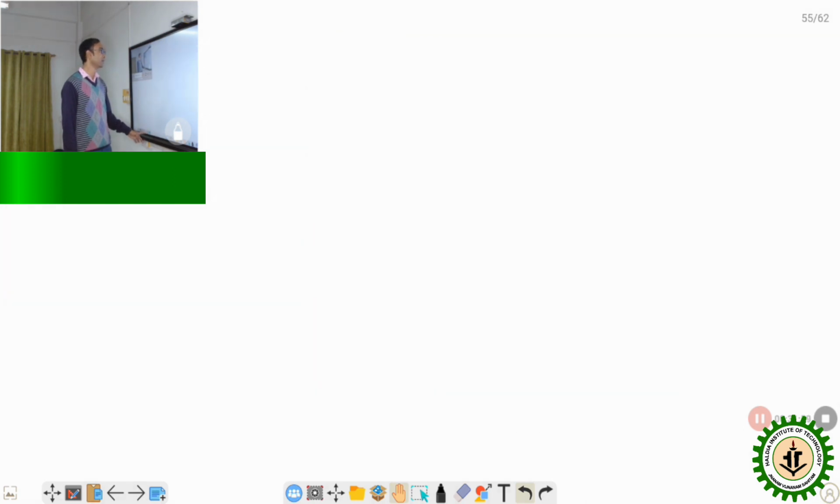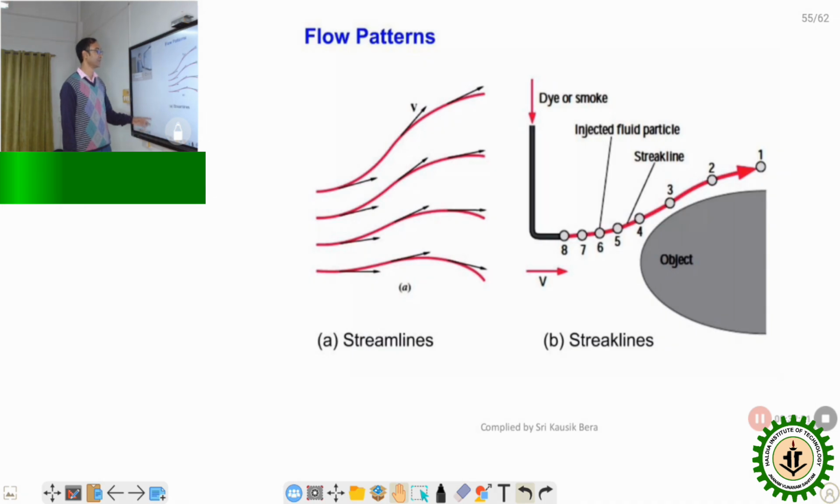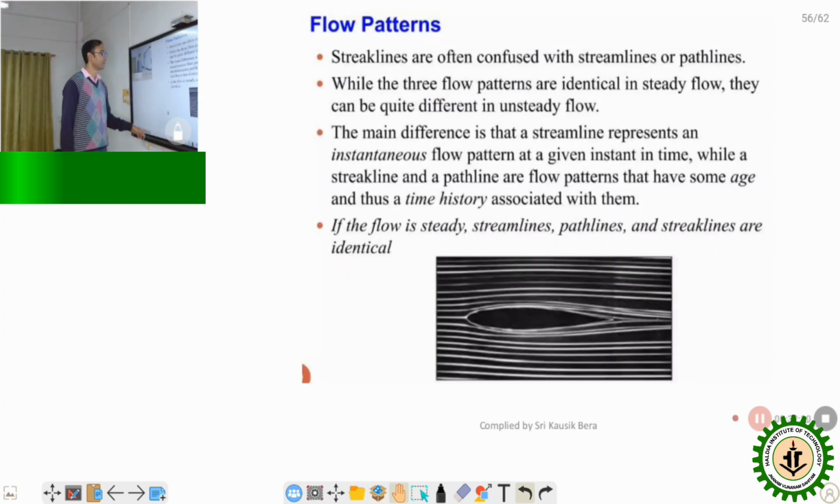These are the details of the discussion about streamlines. This is the flow pattern. This is a streamline example, with velocity this way, and this is an example of a streak line flowing through this path. This is the object, and the fluid flows this way. This is the streak line flow pattern.